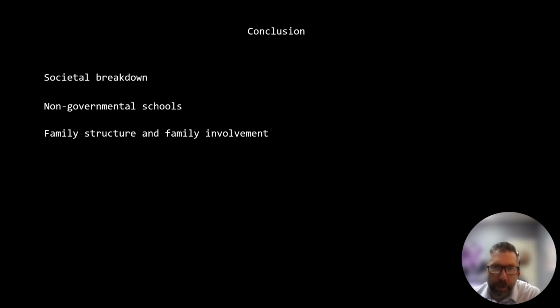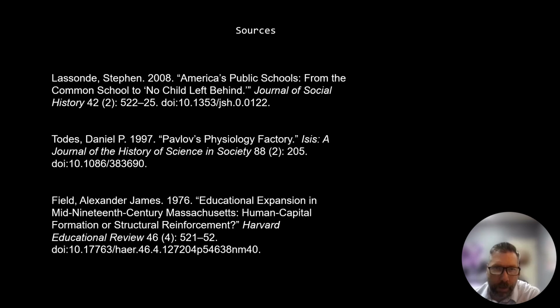Students would benefit by having non-government associated schools to go back to the basics, focus on individual greatness and develop them mentally and spiritually, and not just be a cog in the bureaucratic machine. The family structure and family involvement. To have a just and moral society, it needs a nuclear family structure and family involvement within the student's life, instead of the school system utilizing the student as a participant in the indoctrination ideology. And these are the sources.